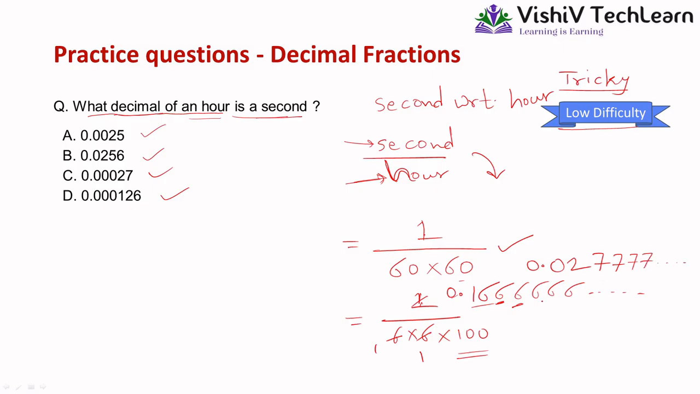Okay, so here what we got finally, it is 0.02777 unending divided by 100. So this 100 has to be considered here, and then the decimal will again shift. So the final will be 0.0002777, and this should be the final answer, which is option C. Option C is correct. Now let's go to the next question.